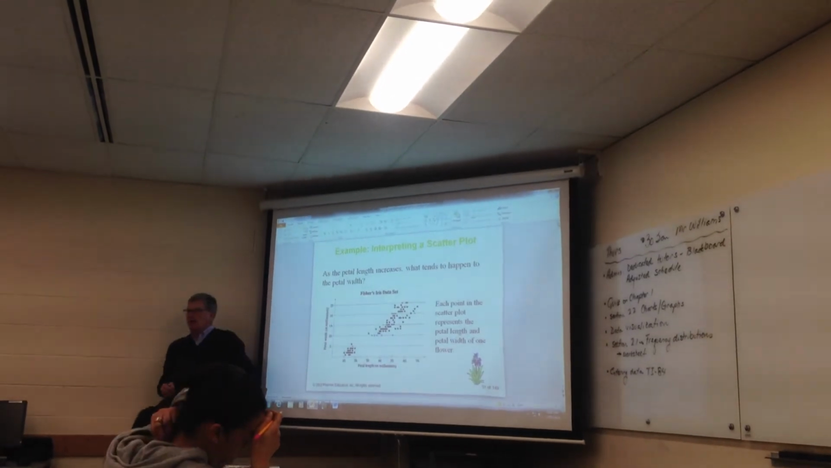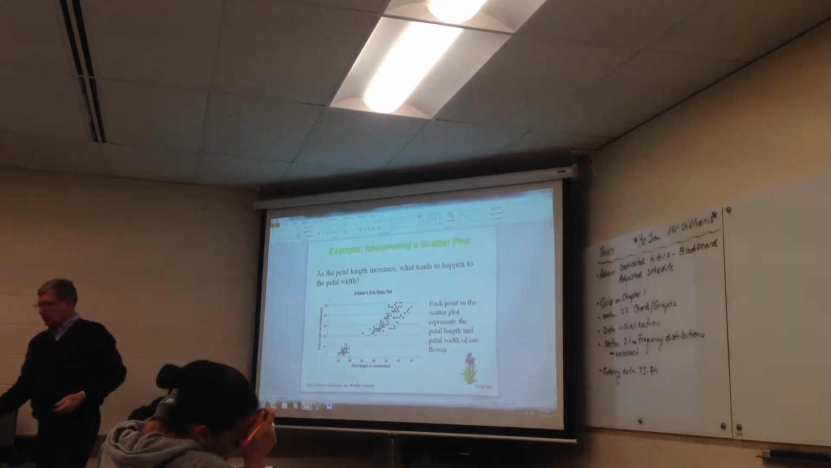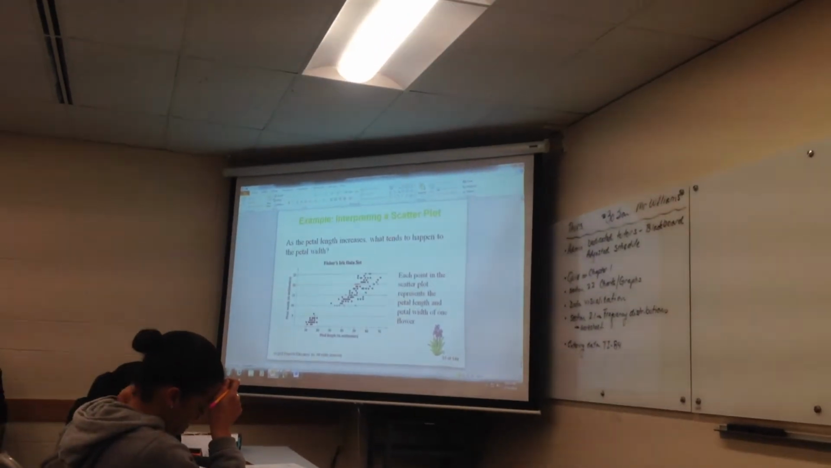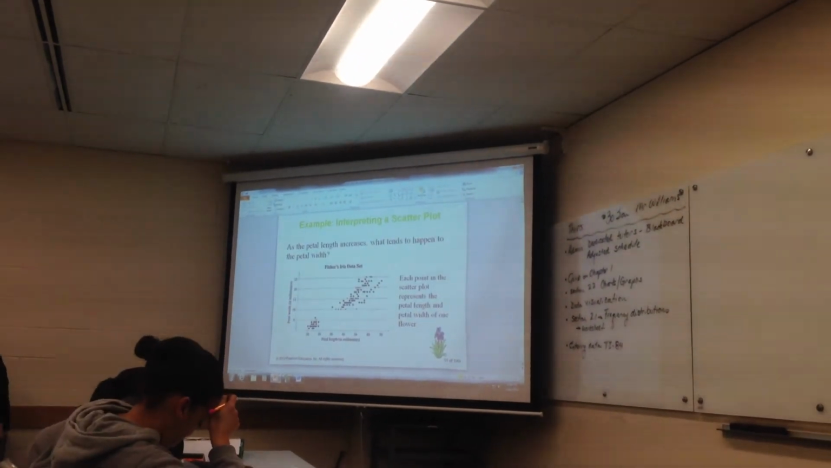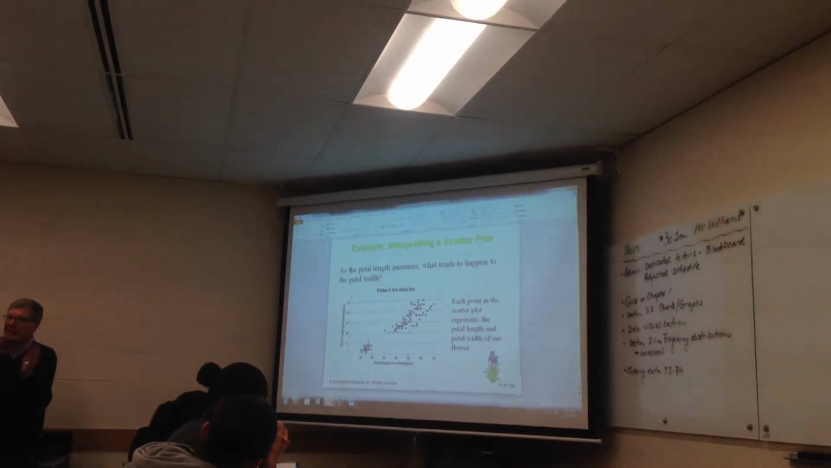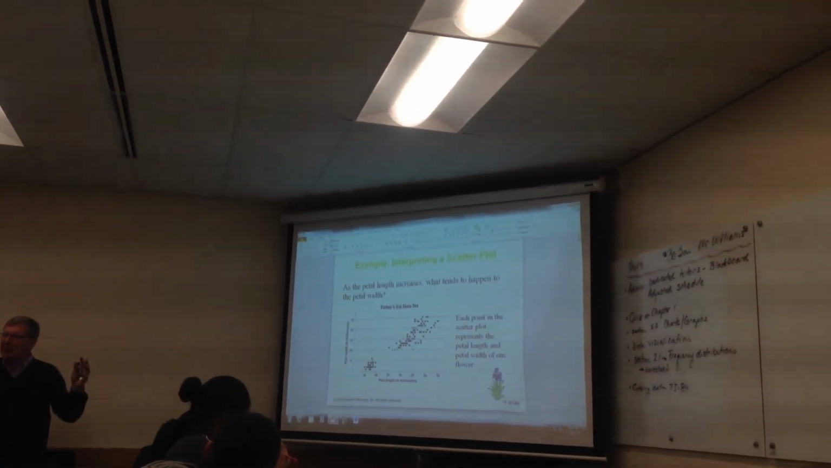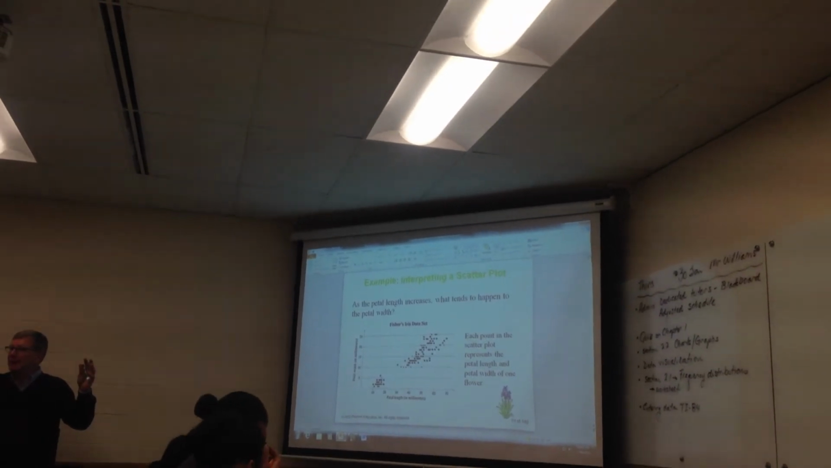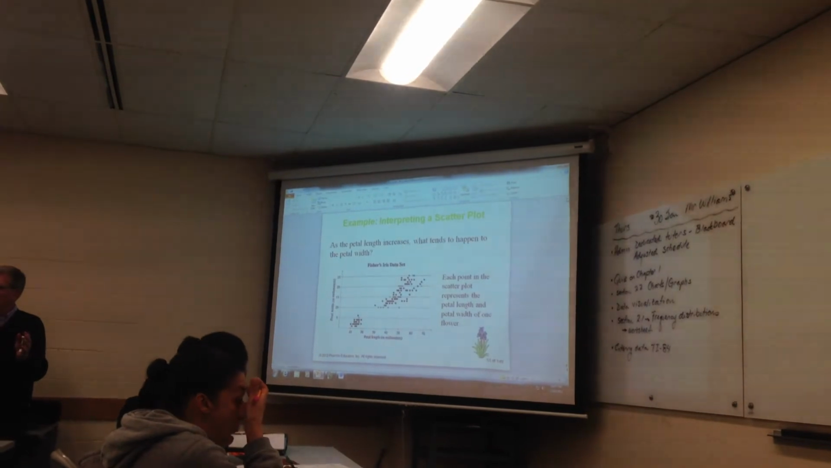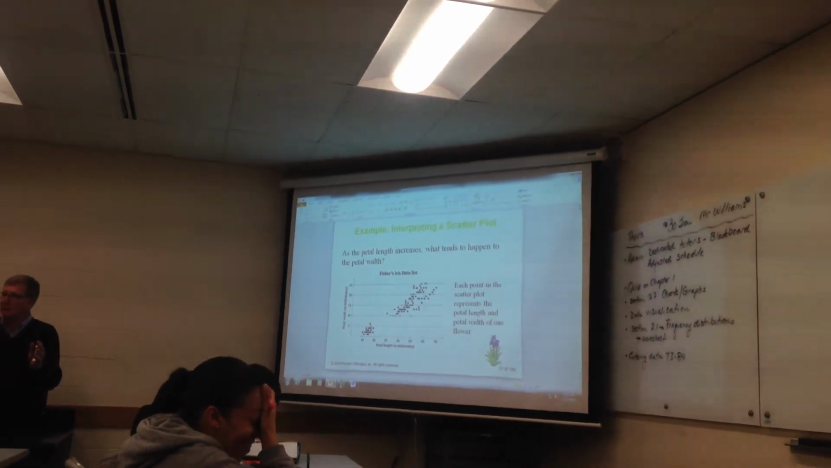So in algebra, the world was great. It was perfect. You had a line. y equals mx plus b. Anybody remember that? Okay. You put x in, you can calculate y perfectly, right? Well, in the real world, that doesn't work. Most of the time.